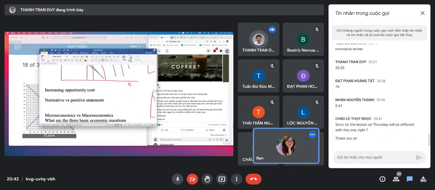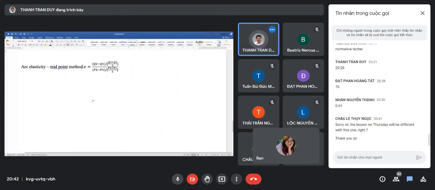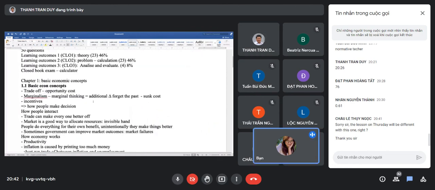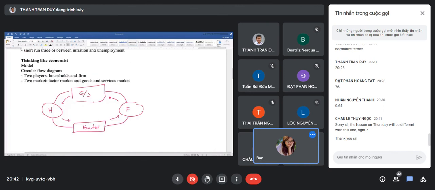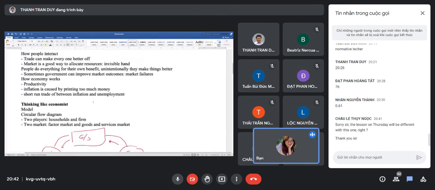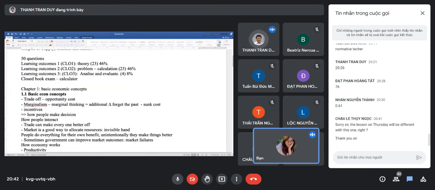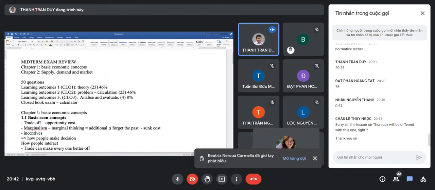This one doesn't have anything, just a note. We all have this one. Okay, you want this one? I will put this one in e-learning. Okay, save.